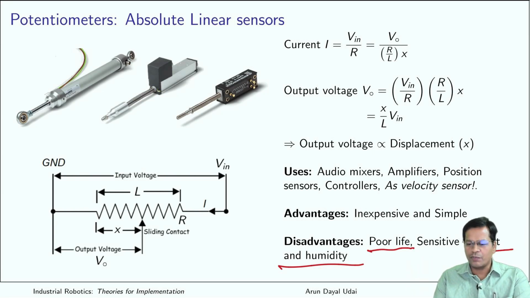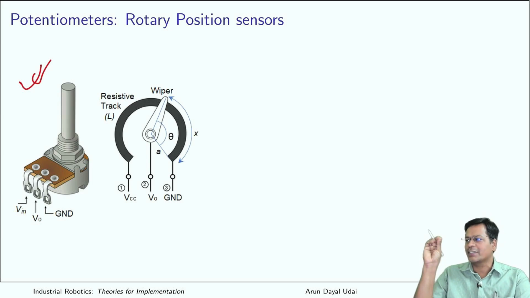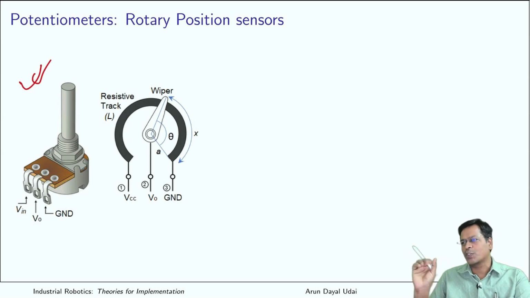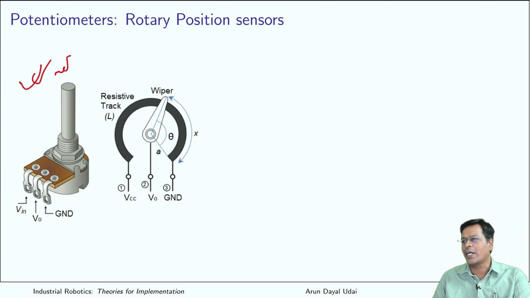Okay, but still this is very widely used as an absolute position sensor. Now moving ahead in a similar way, if you are familiar with your audio amplifiers, even your radios, you remember this small device that is there as a volume control knob, bass, treble. So various inputs are there. They all use this kind of thing, which is known as a rotary potentiometer.